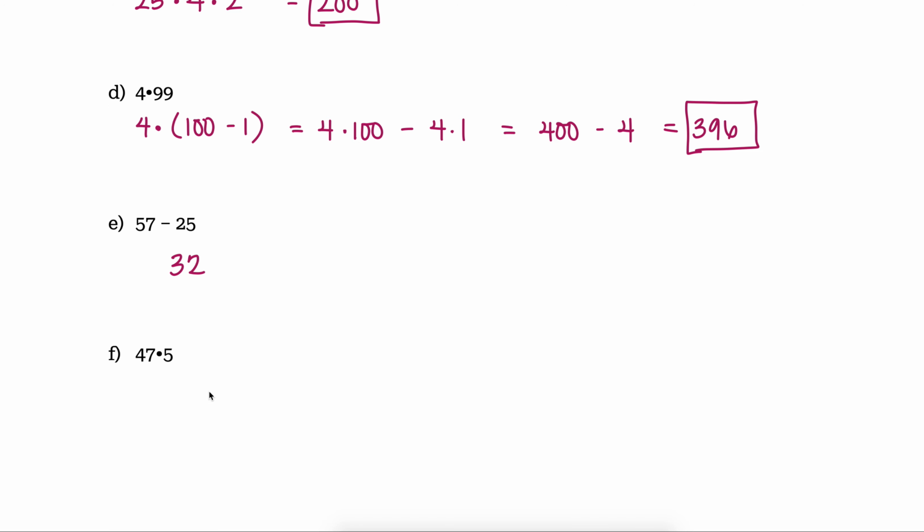And the last one, 47 times 5. So let me give you a strategy for this one. And this is actually a strategy that I use quite often. We're thinking in terms of tens. There's actually two strategies that you could use here, and I'm going to go through both of them with you. You could think of 47 as 40 plus 7 times 5, and then distribute. 40 times 5 is 200, plus 7 times 5 is 35, so the answer is 235.